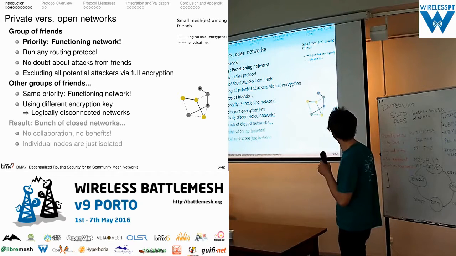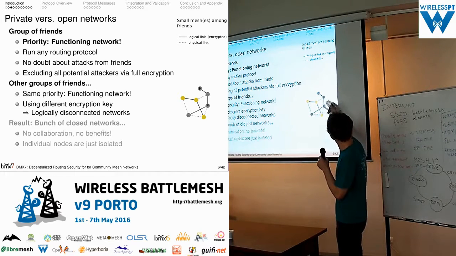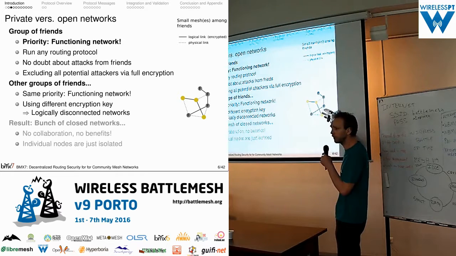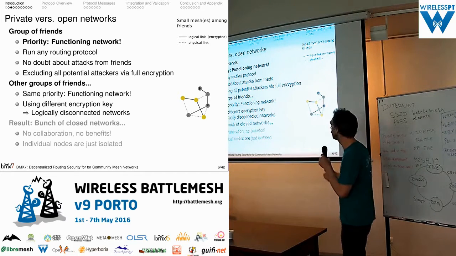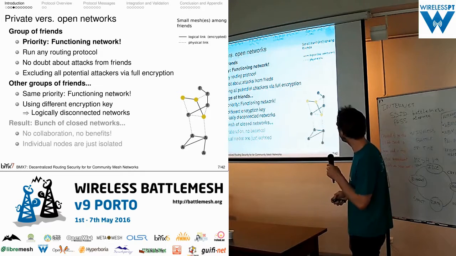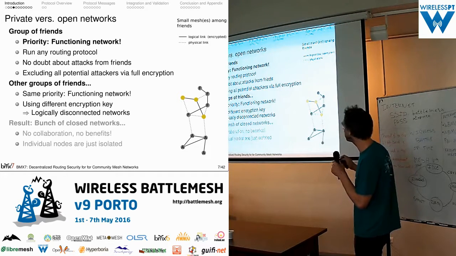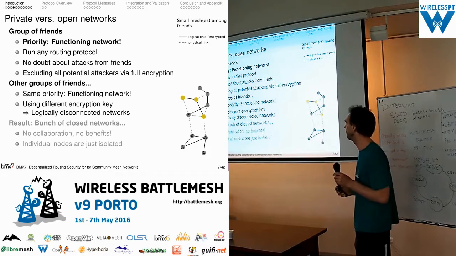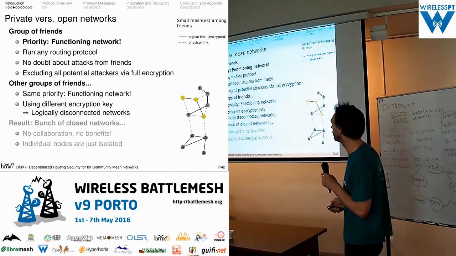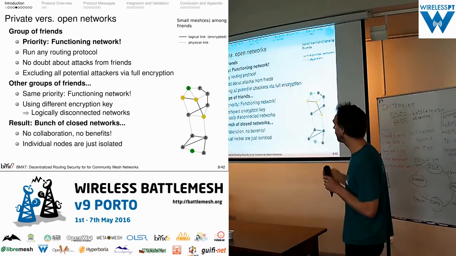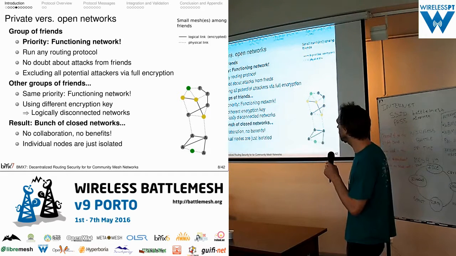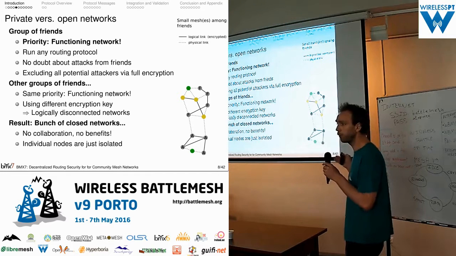So what you end up with is, in fact, two networks, which might be physically connected because you have physical links, but logically you cannot use them. You have two networks. And so it goes on. Maybe another group appears with another group of friends. They have their own network, physically connected, but not usable. In the end, you have a bunch of closed networks. There's no collaboration between these networks, and you cannot benefit from each other.